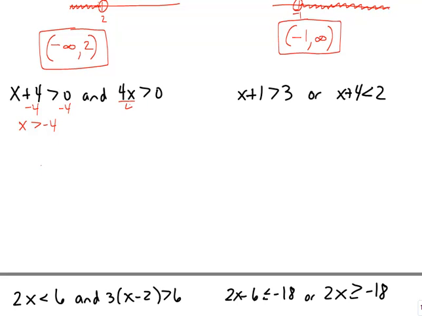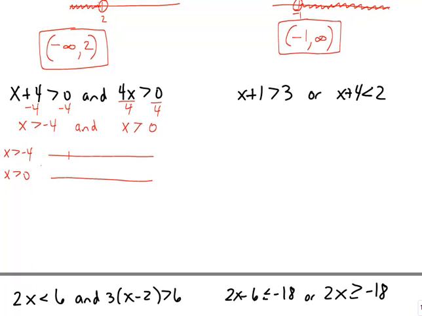This time I'd want to divide both sides by 4 to get rid of that coefficient. And when I divide 0 by a positive 4, it stays 0. And remember here, you do not need to flip the inequality because we were dividing by a positive. So our two inequalities are x greater than -4 and x greater than 0. So let's graph those on two separate number lines lined up underneath each other.